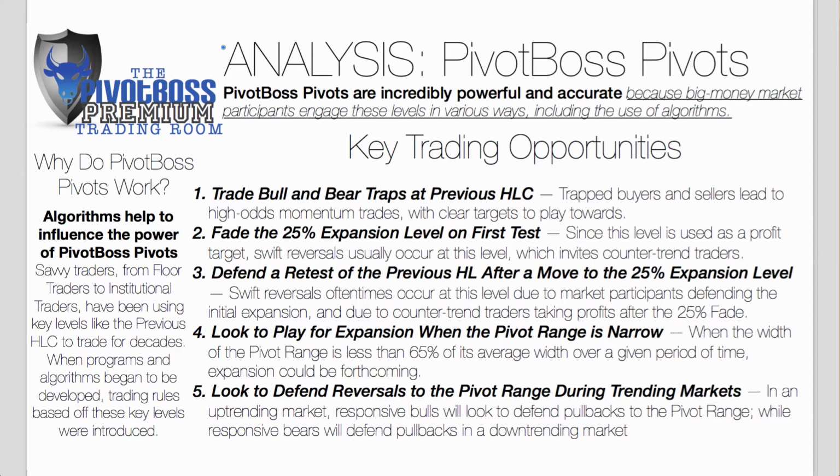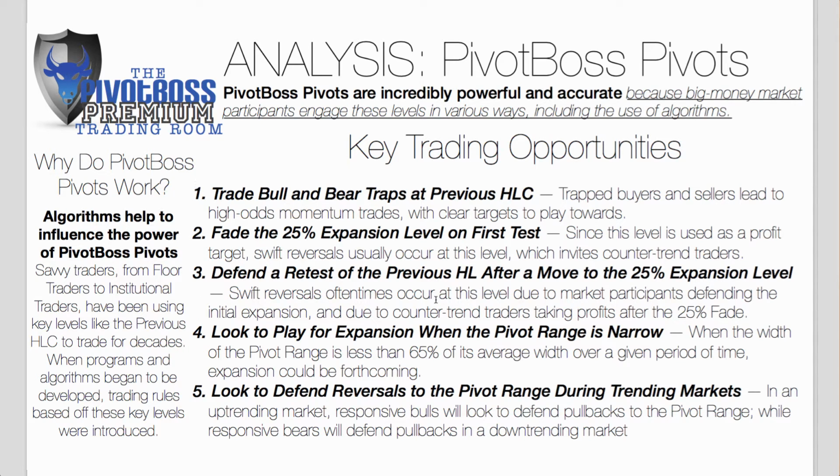For example, trade bull and bear traps at previous high-low close. Each of those has its own nuances: trading a trap at a high versus trading a trap at a low versus trading a trap at close. They each have their own nuances and tendencies, and obviously this is what we'll use and talk more about in the PivotBoss Premium Trading Room. So now that we have these to look to, you can use this as a cheat sheet that you can print out, put next to your trading machine, and use it every day.